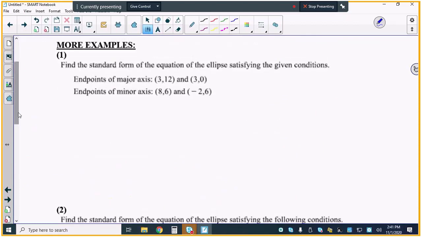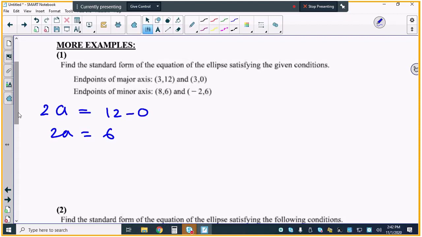Find the standard form of the equation of the ellipse satisfying the given condition. The endpoints of the major axis are 3, 12 and 3, 0. Endpoints of the minor axis are 8, 6 and negative 2, 6. So first I will try to understand from the major axis which coordinate I'm changing. I'm changing the y coordinate, and the change is 12 units. So 2a is 12 minus 0. So 2a is equal to 12.